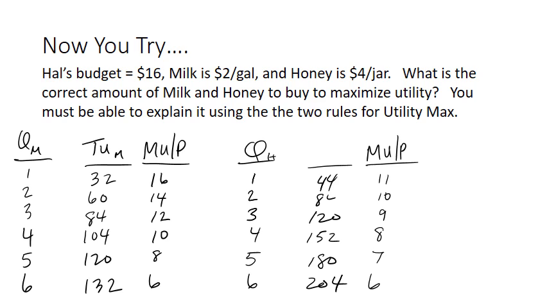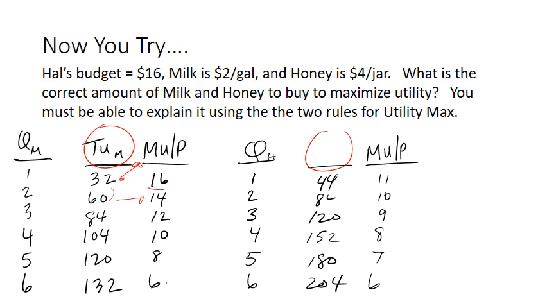Okay, so back to Hal. What I've done is I took the total utilities here that you had on the last slide, and I started to calculate the marginal utility, and then I was dividing that marginal utility by the price. So this first unit generated 32, and the price of milk was $2. 32 divided by 2, MU divided by P, is 16. The next unit generated 28 utils divided by $2 for 14. So on and so forth, right? You get all of these values.